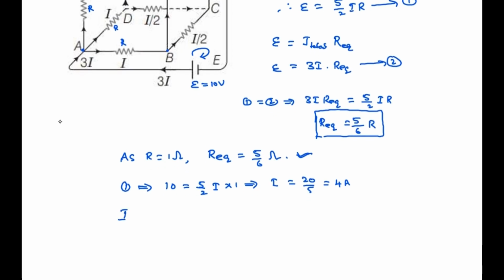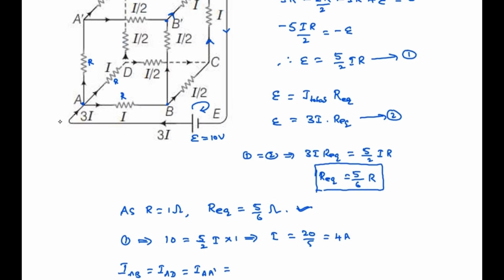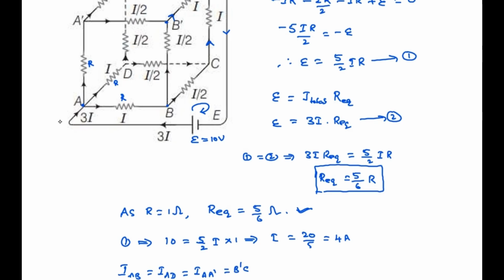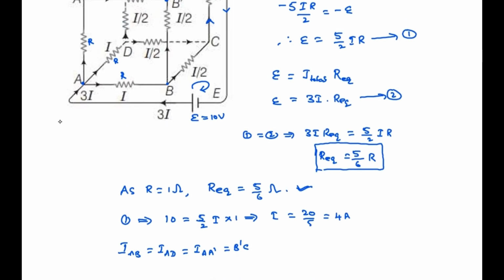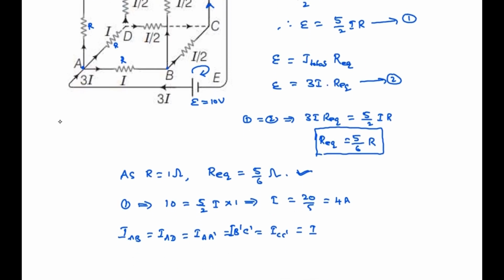That means the current across AB, across AD, across A dash, and also across B dash C dash, across D dash C dash, is nothing but 4 ampere.